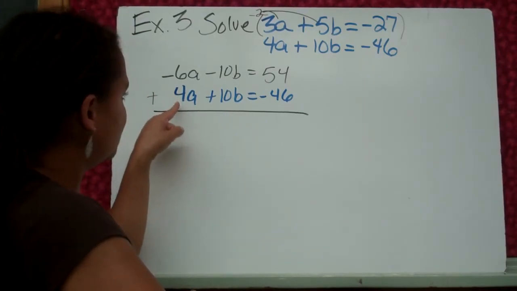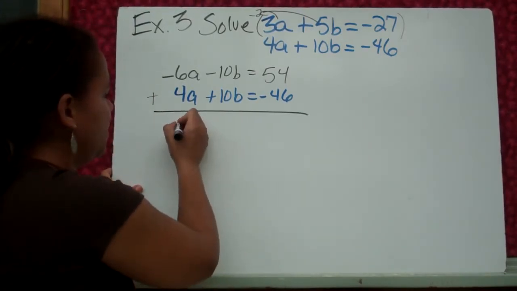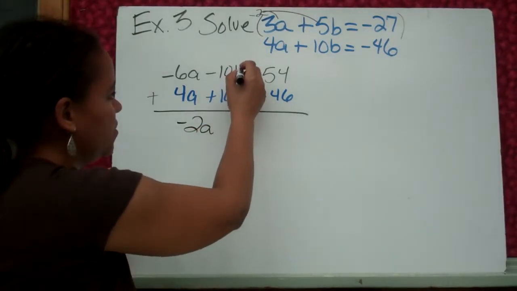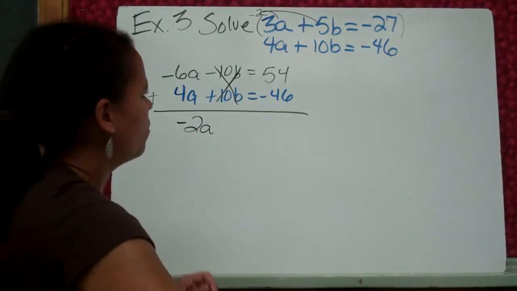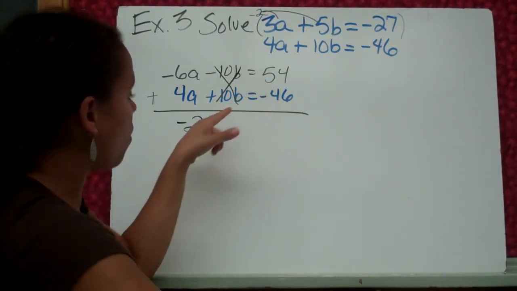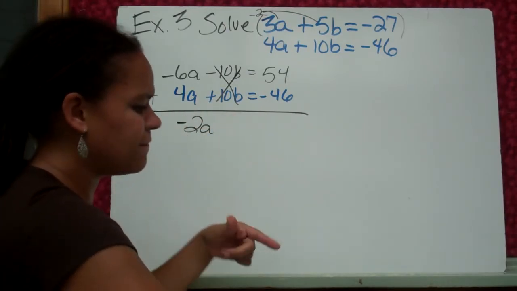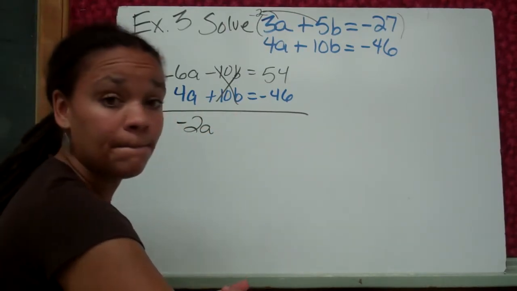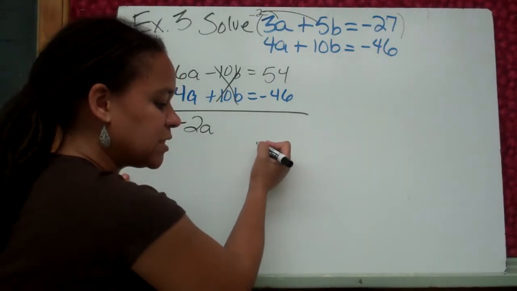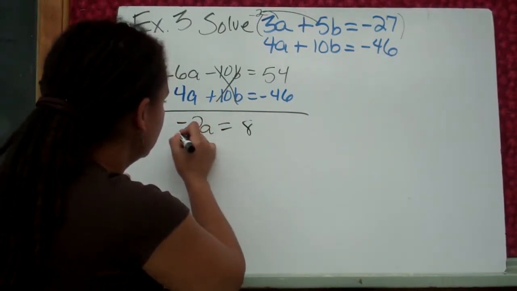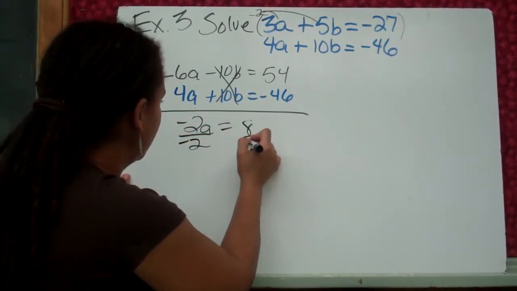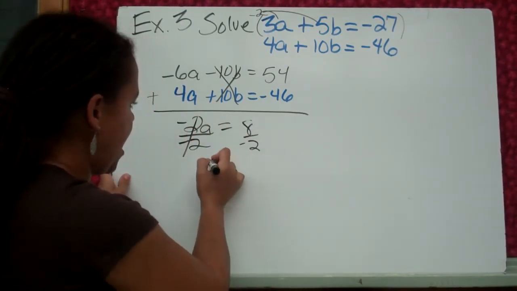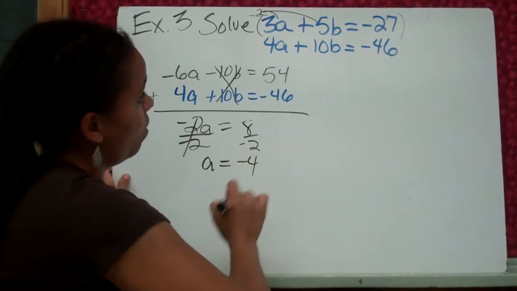So negative 6 plus 4, we have negative 2a. These are going to cancel out. And then we have plus 54 plus negative 46, which is the same as 54 minus 46, which is 8. Divide by negative 2, divide by negative 2. A is equal to negative 4.